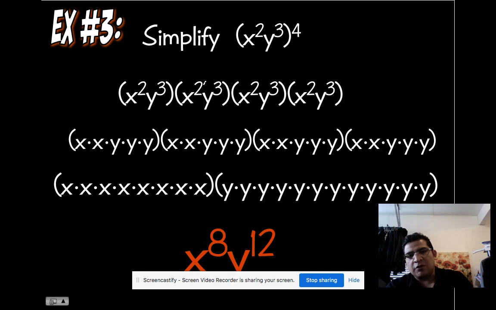All this is what's going on, you guys. I'm showing you the steps so you can see what's going on. But the 2 times 4 will be 8. 3 times 4 will be 12. That's the shortcut. It's the rule, the property.